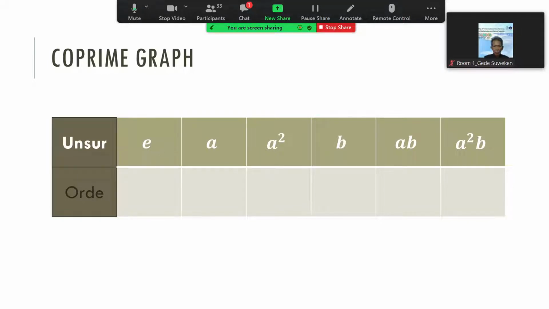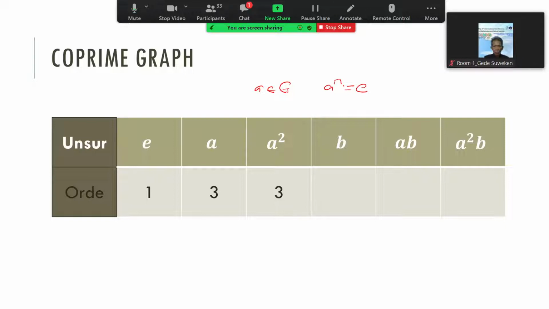I will show you the order of each element. Identity, of course, has order 1, and the order of A and A square is 3. The order means that if A belongs to group G, and n is the least natural number such that the n-th power of A is equal to identity, then we call n the order of the element A.